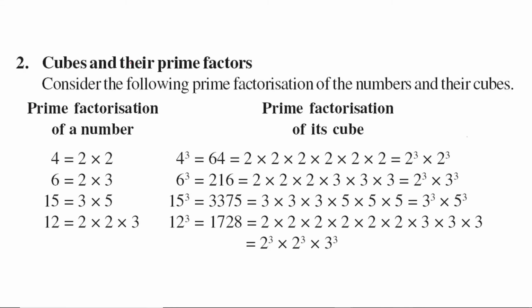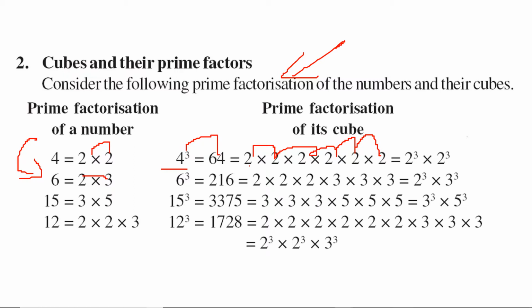Cubes and their prime factors. Prime numbers are those numbers which are divisible only by themselves or 1. So just consider the prime factorization of numbers and their cubes. See, 4 is 2 into 2. 6 is 2 into 3. This is the prime factorization of a number. But the prime factorization of its cube will be different. This is 4 cube, which is nothing but 64. 64 can be written as 2 into 2, 4, 8, 16, 32, then 32 into 2 is 64.